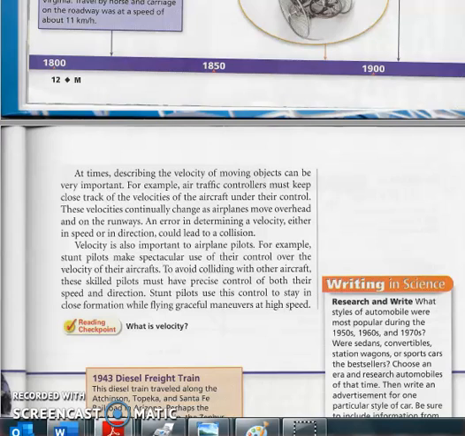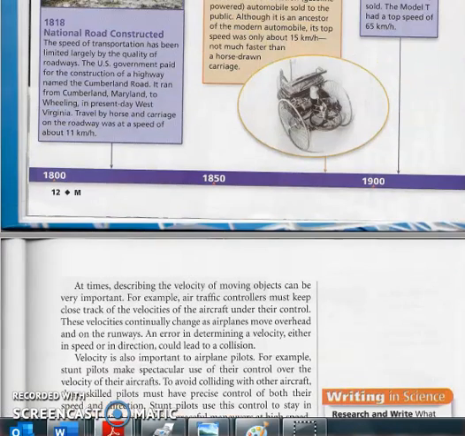For example, stunt pilots make spectacular use of the control over the velocity of their aircraft. To avoid colliding with other aircraft, these skilled pilots must have precise control of both their speed and direction. Some pilots use the control to stay in close formation while flying graceful maneuvers at high speed.